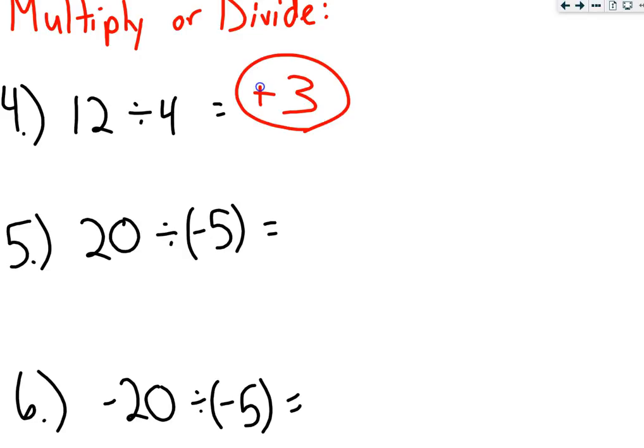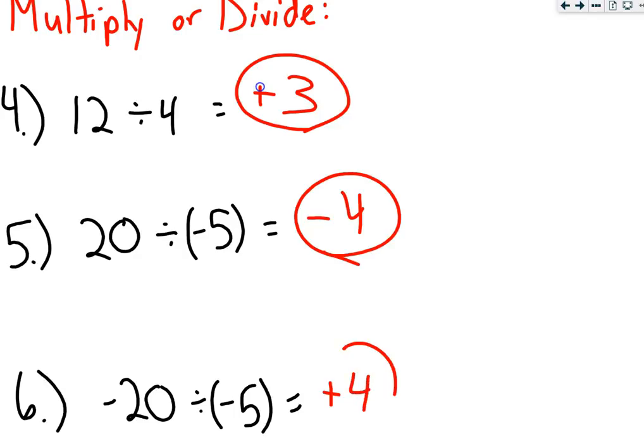Number 5, positive 20 divided by negative 5. Positive, negative, my result will be a negative. 20 divided by 5 is 4. And lastly, number 6, negative divided by a negative. 2 negatives make a positive. And 20 divided by 5 is 4. Notice the difference between number 6 and number 5. Number 5 has 1 negative, number 6 has 2 negatives, so the answers are different.